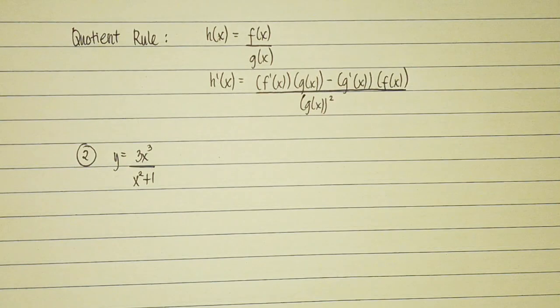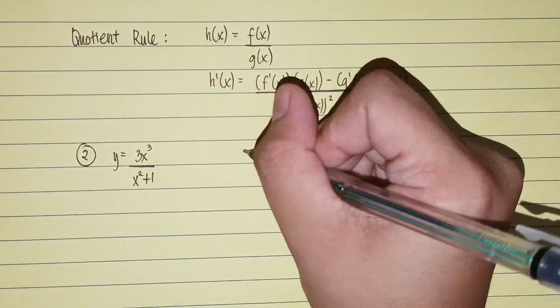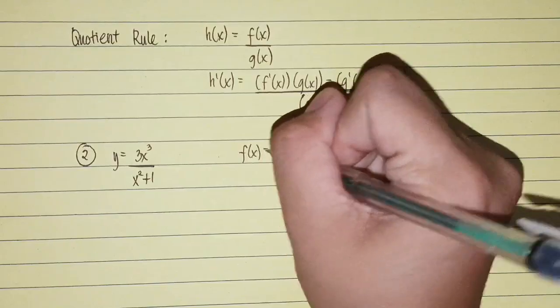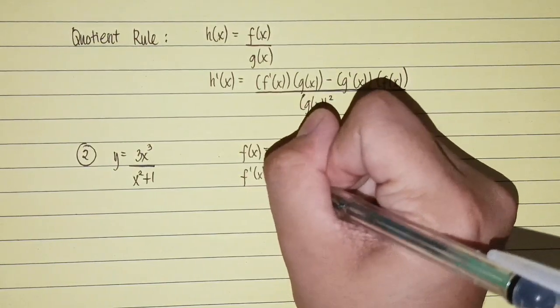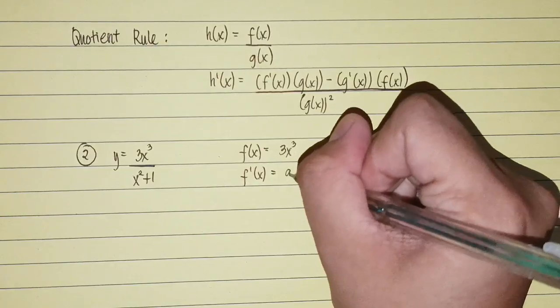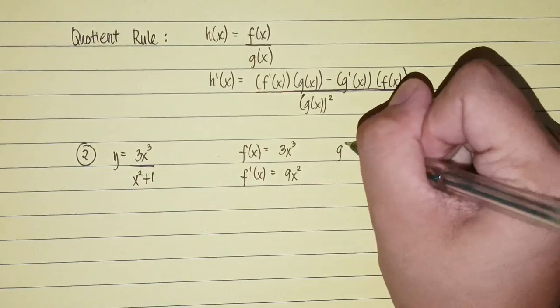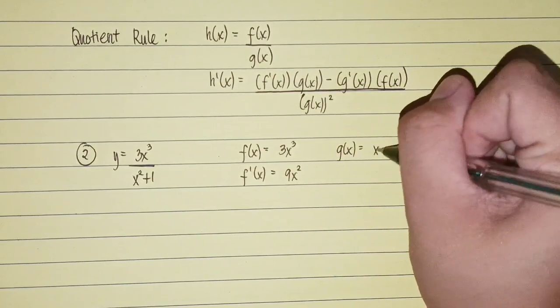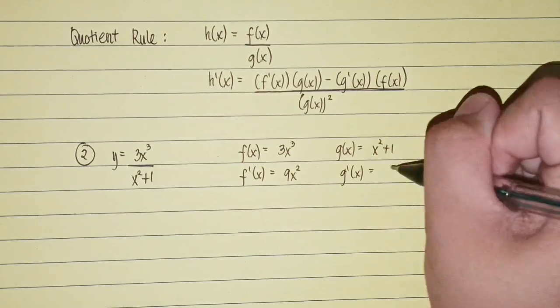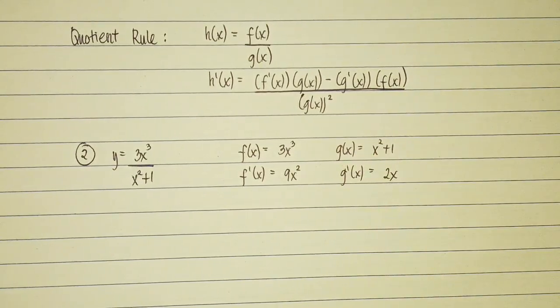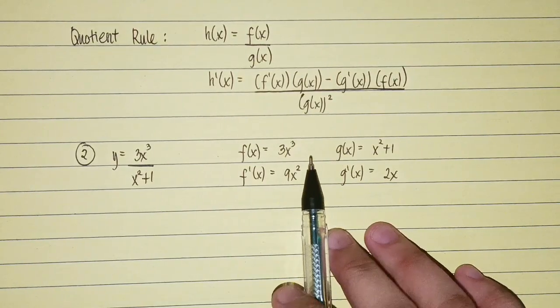Example number 2. y equals 3x cubed over x squared plus 1. Let's identify the values of f of x, derivative of f of x, g of x, and derivative of g of x. So f of x is equal to 3x cubed, and the derivative of f of x is equal to 9x squared. g of x is equal to x squared plus 1, and the derivative of g of x is equal to 2x. And let's substitute these values into the quotient rule formula.